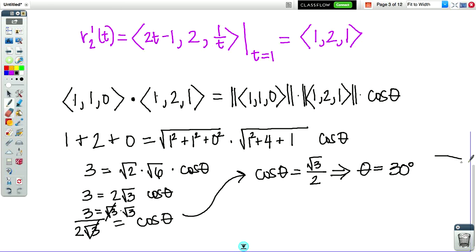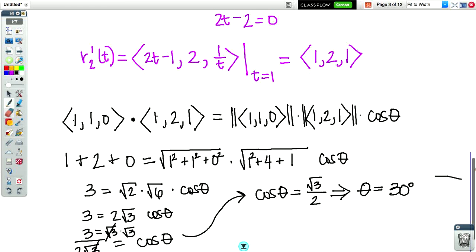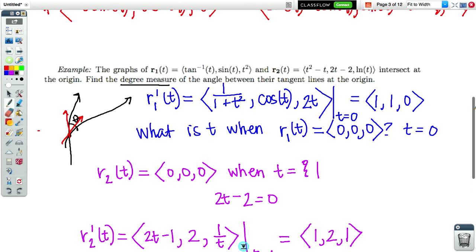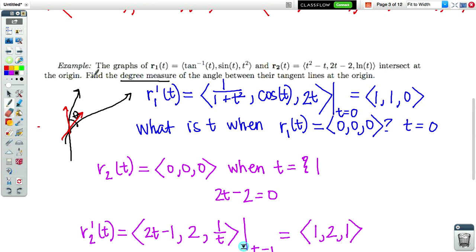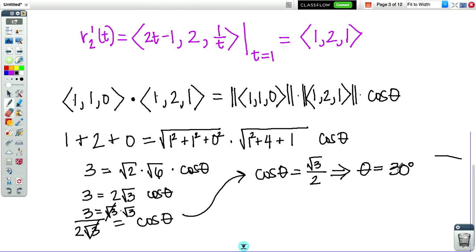Theta equals 30 degrees. I guess there's another cosine value that would give you an angle between the vectors. I might have left it out of the problem, but another way to say this would have been find the degree measure of the acute angle between their tangent lines, because the other angle here would be the obtuse angle between those vectors. But let's just pay attention to the smaller angle. So theta between those two vectors is 30 degrees, and we just use the dot product for that.